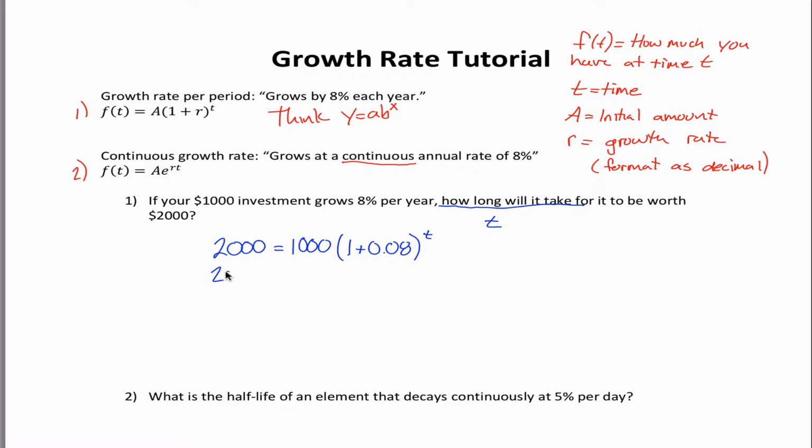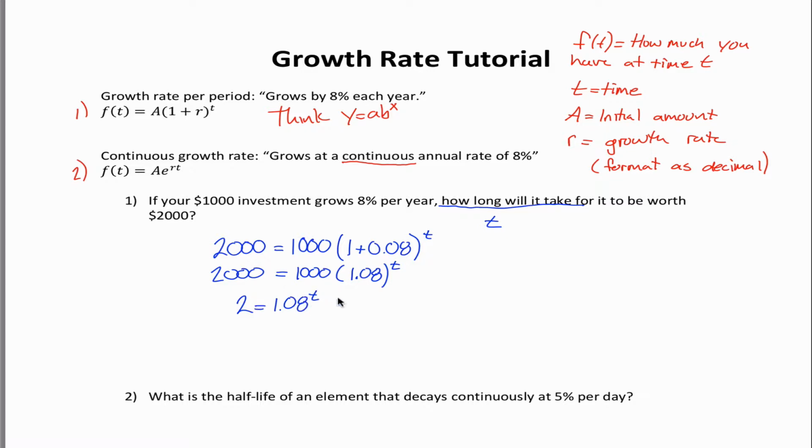Right? So really what I have here is 2,000 equals 1,000 times 1.08. That's 1 plus 0.08 to the T power. I want to get at this T, so I have to introduce logs, but this 1,000 here is going to get in the way if I try to take the log of both sides right now. So maybe I'll divide both sides by 1,000 first. If I do that, I get 2 equals 1.08 to the T power.